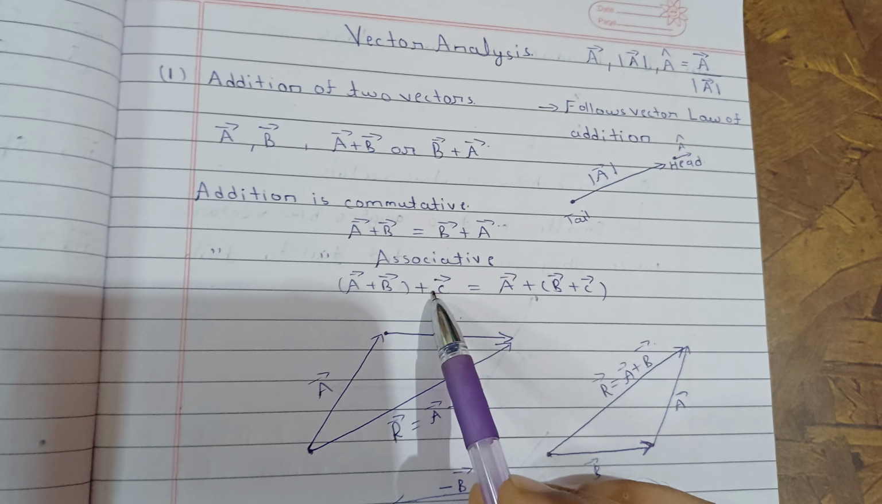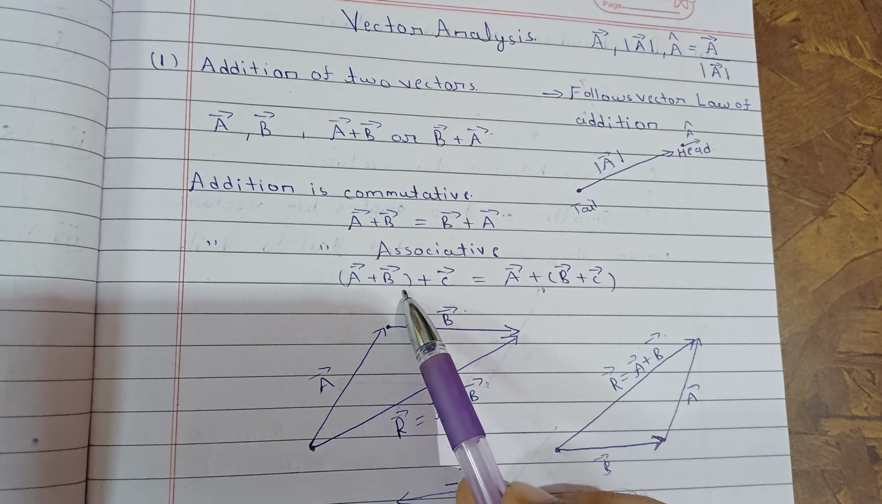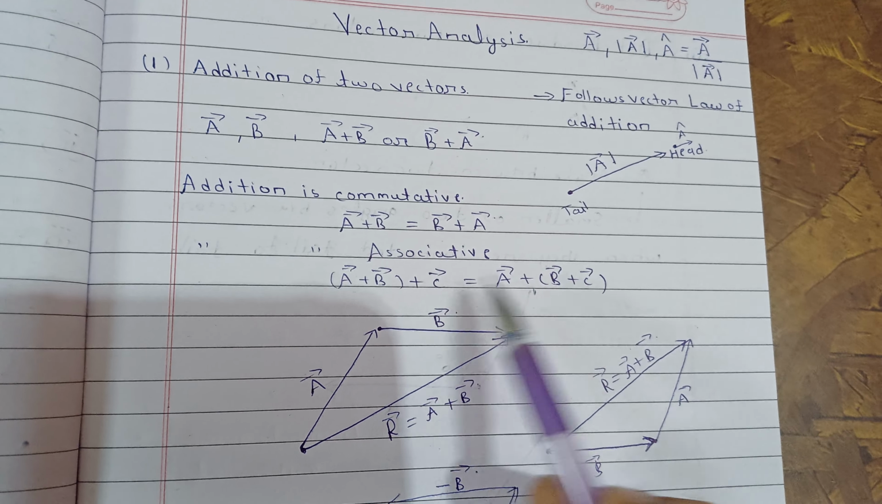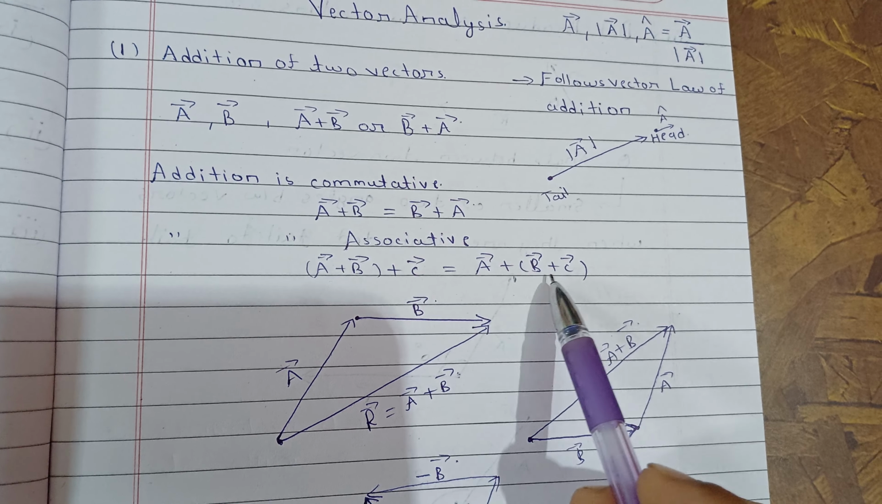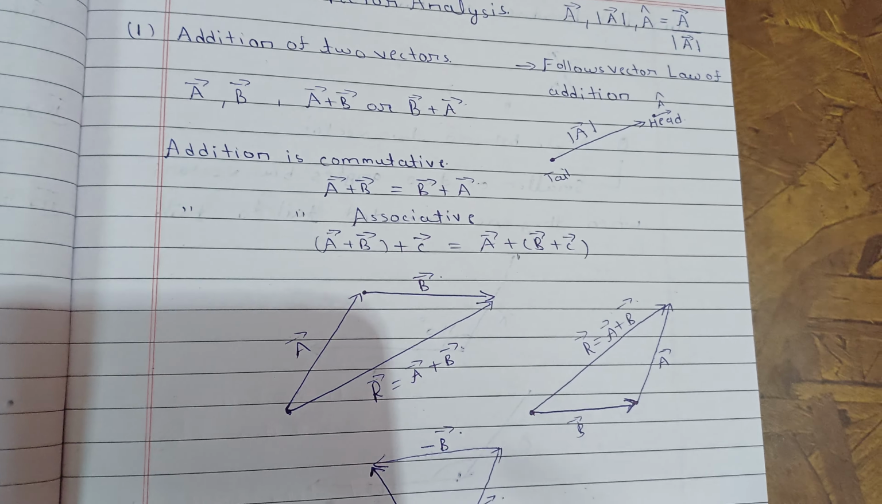So (a + b) + c is equal to a + (b + c). Okay, so what is the meaning of associative? First you take this vector, then add to this; in the second one you take this vector and add to a. They will give you the same vector. So that's why we call this addition associative also.